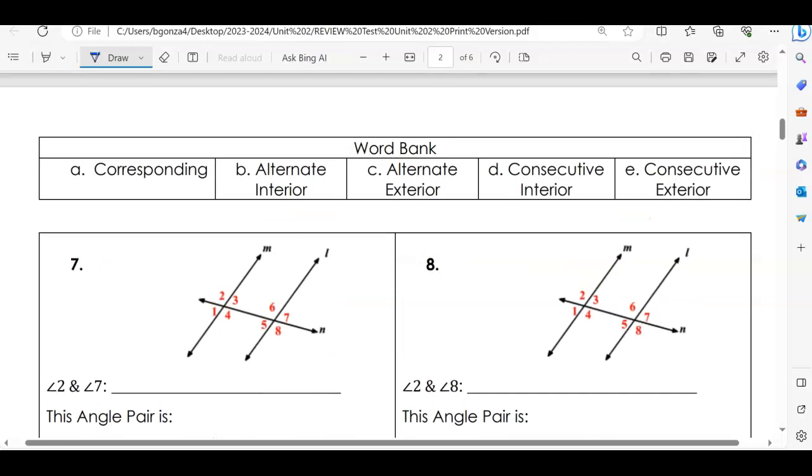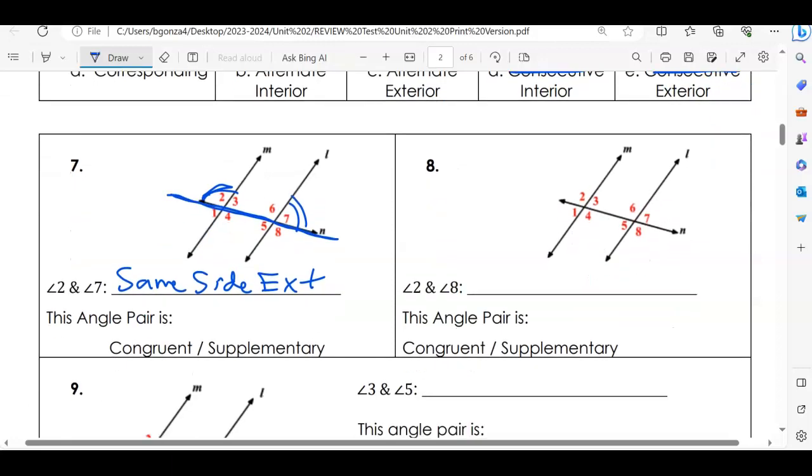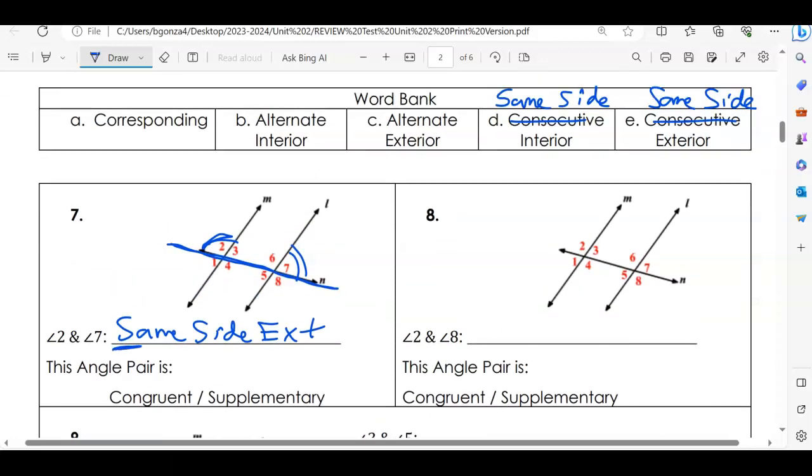And we have our word bank still here. 2 and 7. So here's 2. Here's 7. Once again, here's my transversal. They are on the same side above the transversal, but instead of being in between the parallels, now they're outside the parallels. So remember, our word bank. Consecutive is the same thing as saying same side. So 2 and 7 would be same side, exterior. And like we've said before, same side is the S rule, supplementary.